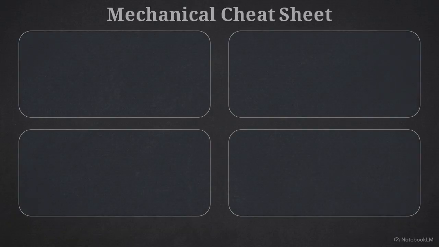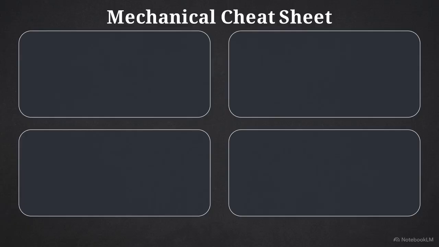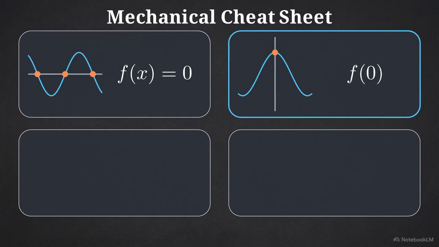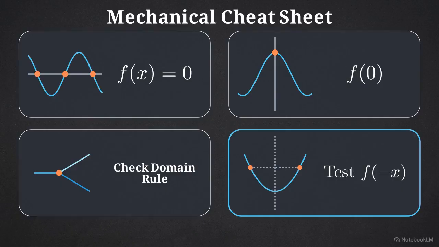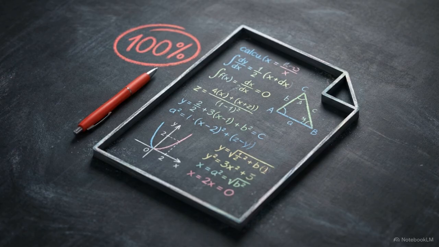Here is your mechanical cheat sheet for function basics. To find zeros, set f of x equal to 0. For y-intercepts, evaluate f of 0. For piecewise functions, check the domain condition first. And for symmetry, plug in a negative x. Commit these setups to memory. Internalizing these mechanical rules guarantees you collect the foundational points on your early calculus exams.